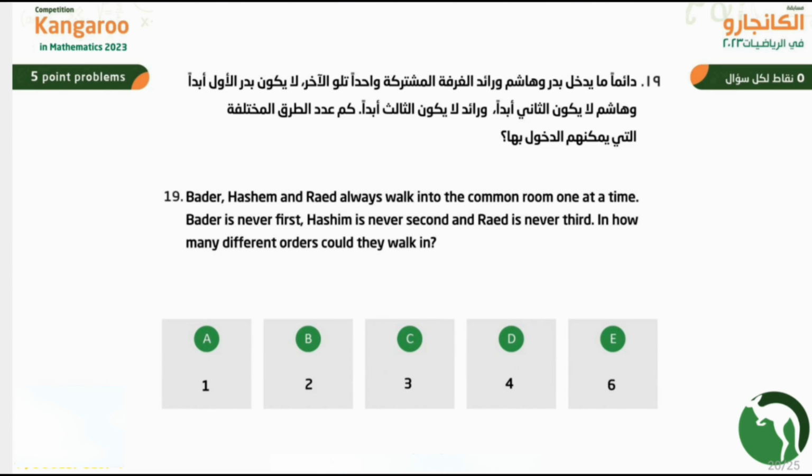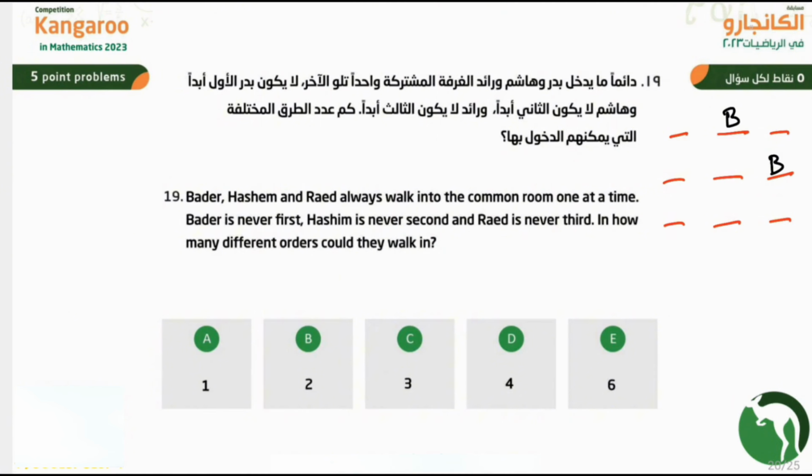Now in question number 19, Badr, Hashim, and Raed always walk into the common room one at a time. Badr is never first, Hashim is never second, and Raed is never third. In how many different orders could they walk in? So at first, let's try and draw 3 places here as an order for each one of them, and then we will decide. At first, Badr never enters first, so Badr can enter second or third, like this.